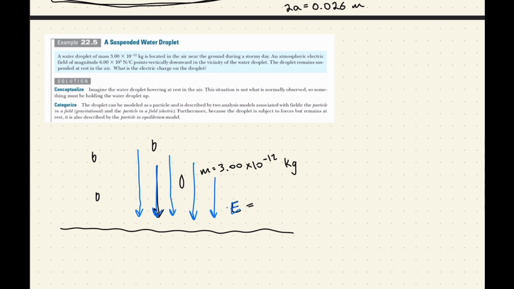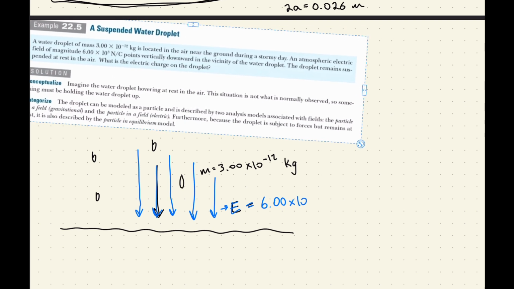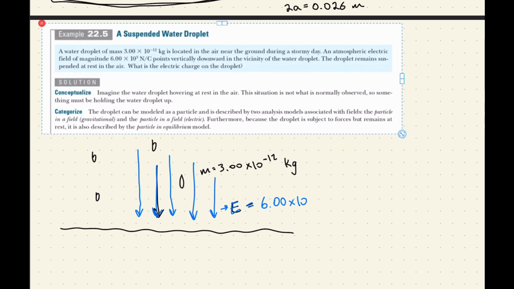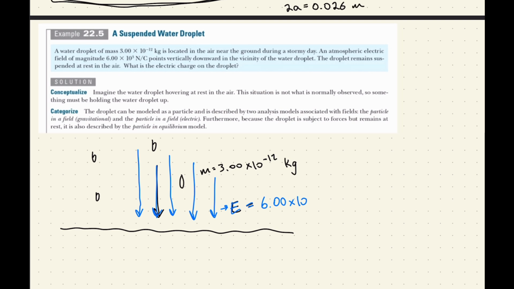So this E right here is equal to 6.00 times 10 to the 3 newtons per coulomb. This is the SI units for the electric field. It could be written in other units, but we'll get there in another chapter.